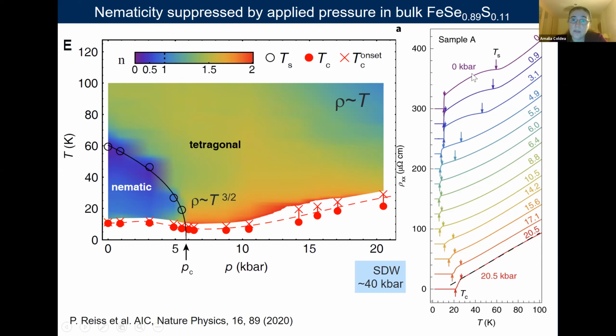And you can see here resistivity data show nice smooth behavior. There is no linear resistivity in the vicinity of the nematic endpoint, but a possible linear behavior starts setting in as we move towards the spin density wave regime.